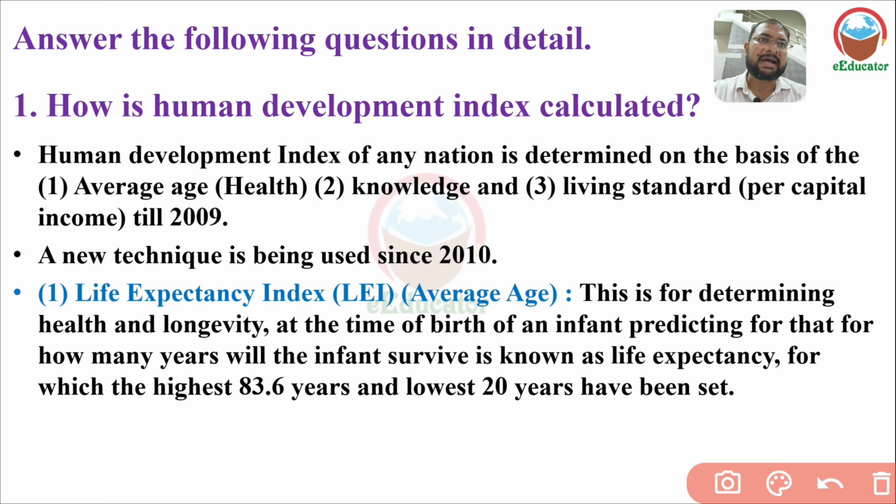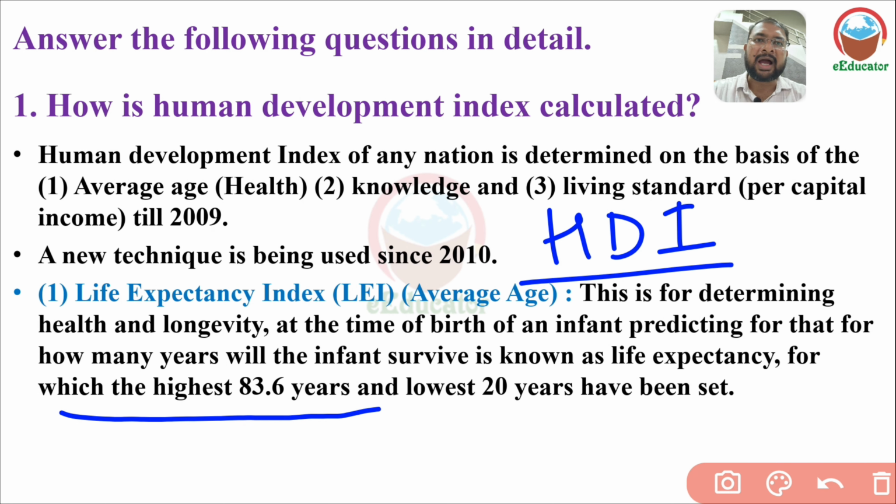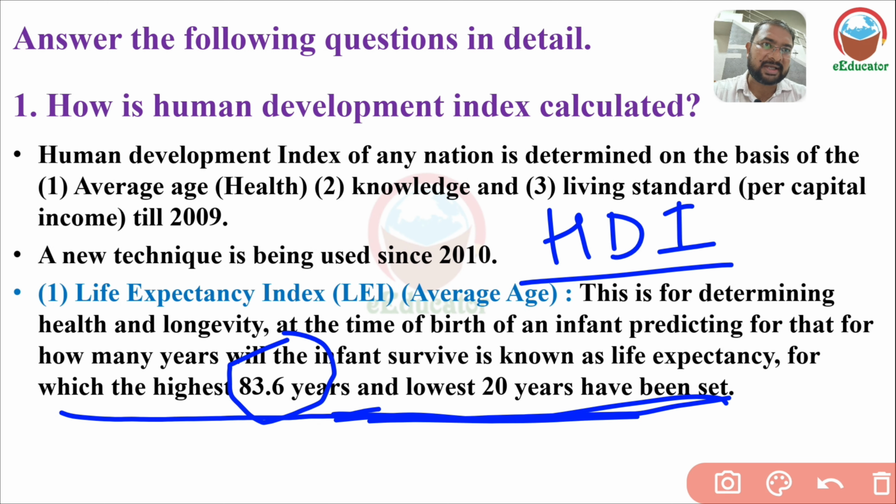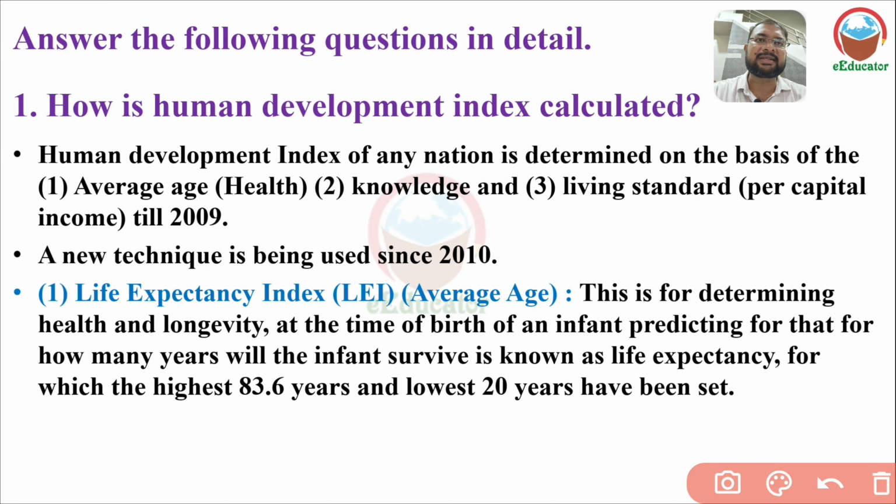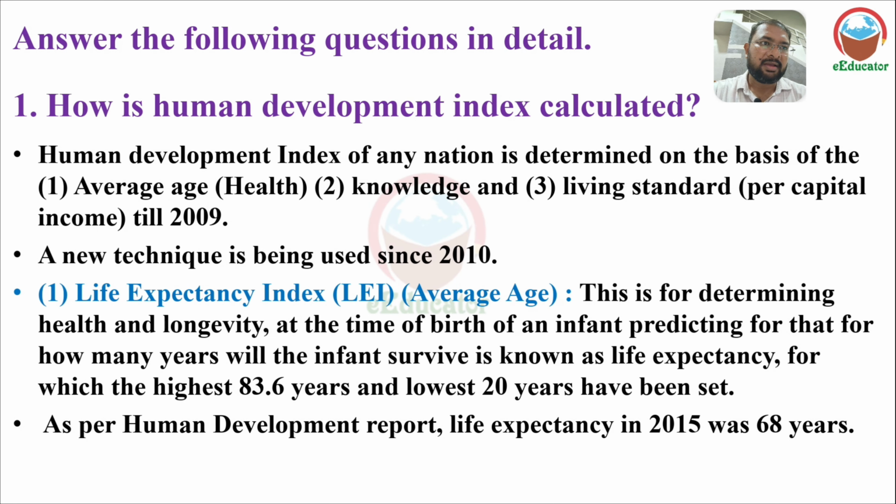You know the life expectancy: after the birth of a child, how many years will they survive, is known as life expectancy. The highest is 83.6 years, not more than that, and the lowest is 20 years. It is believed that the lowest average for a born child is 20 years, and the highest is 83.6. On the basis of that data, all the countries' life expectancy index is published. Remember: 83.6 years is the highest and 20 years the lowest.